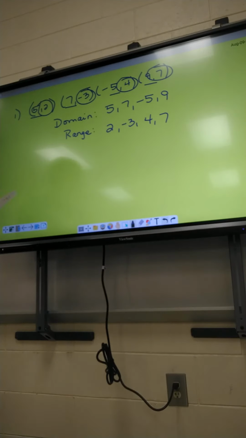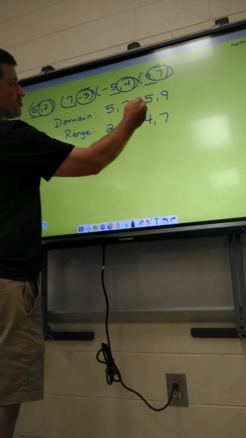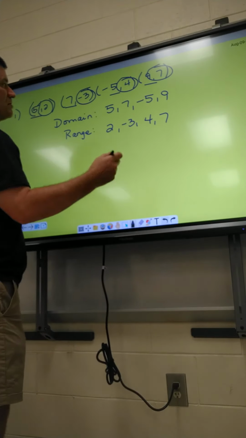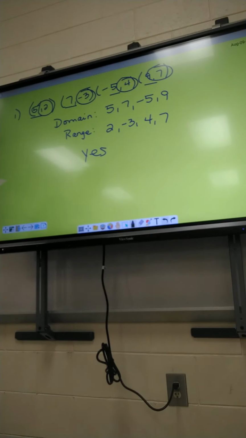All right, is it a function or not? Look at your x's. If any numbers repeat, it's not a function. Nothing repeats here, so yes, it is a function. That's how you do 1 and 2.